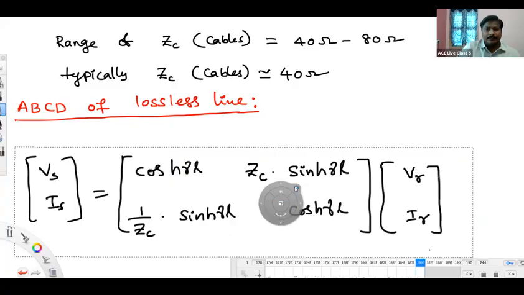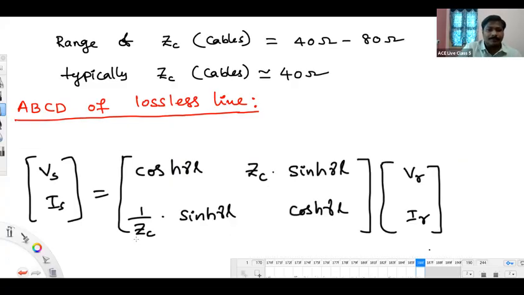Stop writing, all of you. Just listen. What is this gamma? For a lossless line, particularly alpha is 0, so gamma will come to be j beta. I'll keep that as j beta, where beta equals omega root LC, the phase constant.